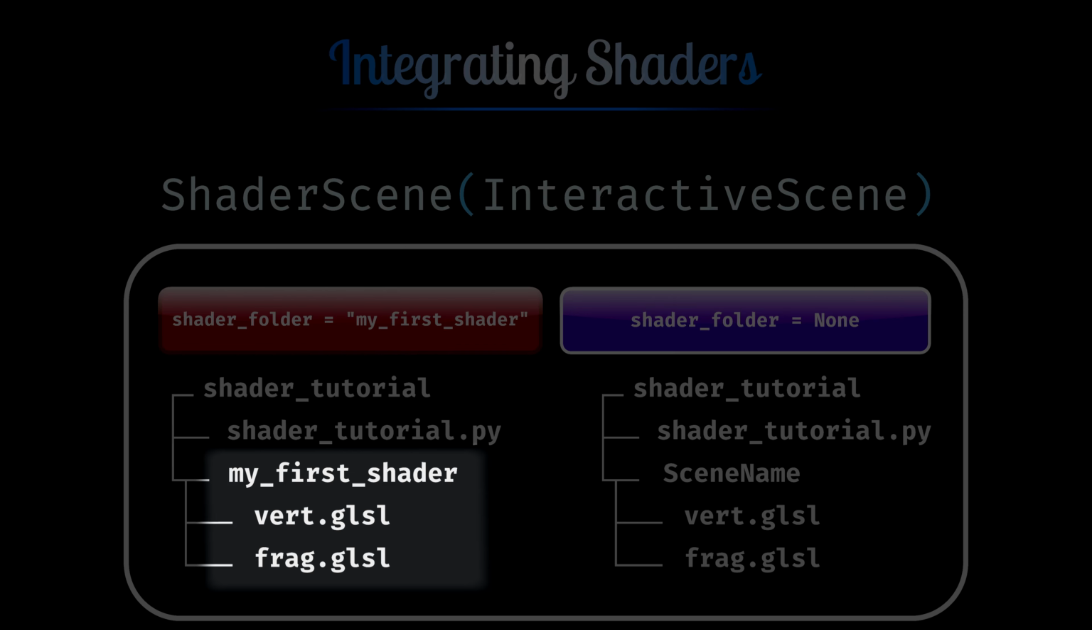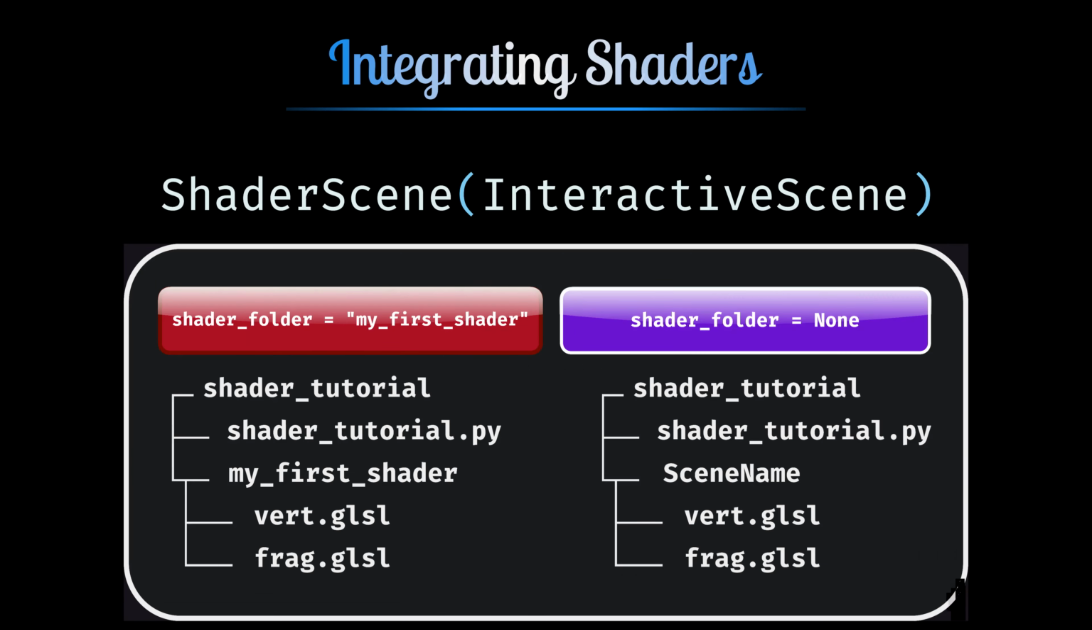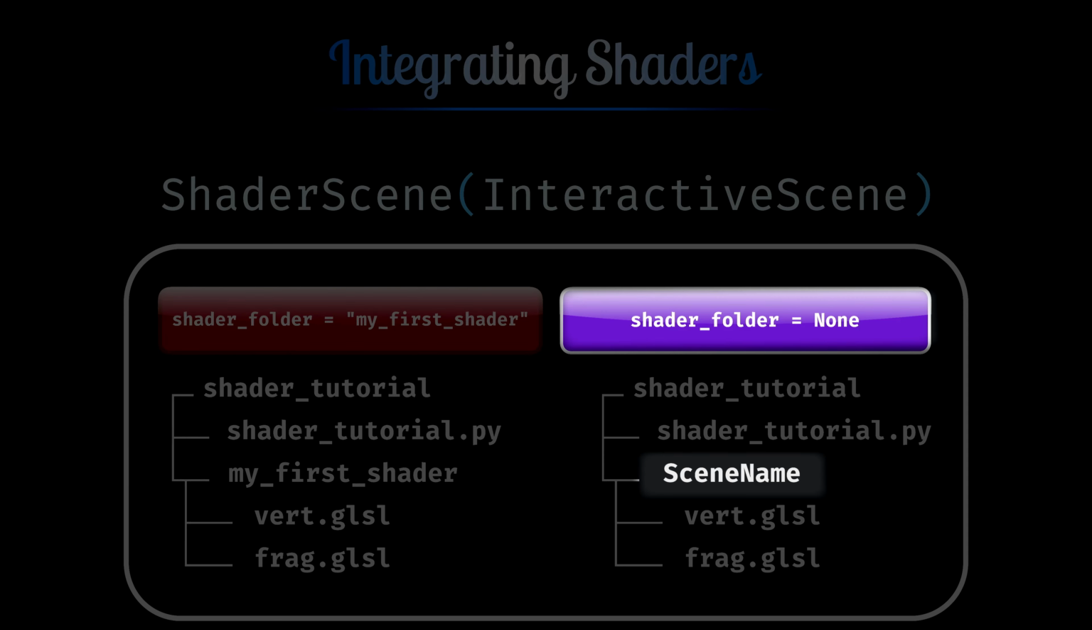And don't you worry, if somehow you forget to create these files or if Manim doesn't find these files in a directory, Manim will implicitly create these files with the default format. And also, if the shader folder is set to None, which is its default value, then the files will be created in the folder matching the scene class name, the class that you want to animate.